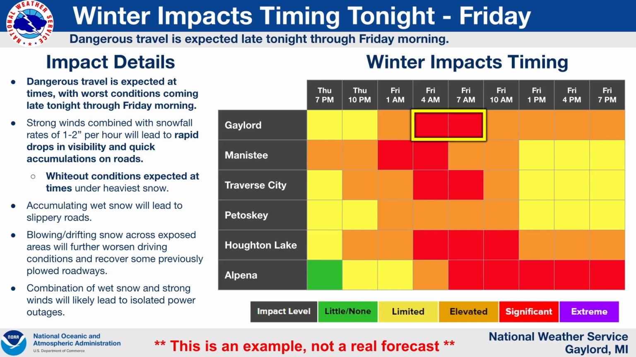to 7 a.m. Worsening conditions are anticipated from 10 p.m. to 4 a.m., where at 10 p.m. you see limited impacts rising to significant impacts at 4 a.m. While the worst impacts are expected through 7 a.m., elevated impacts are still forecast through the following day as snow continues across the area. Additionally, while most areas across northern Michigan are forecast to see their worst impacts arrive late Thursday night, you can note that Alpena is expected to see their worst conditions during the daylight hours on Friday.